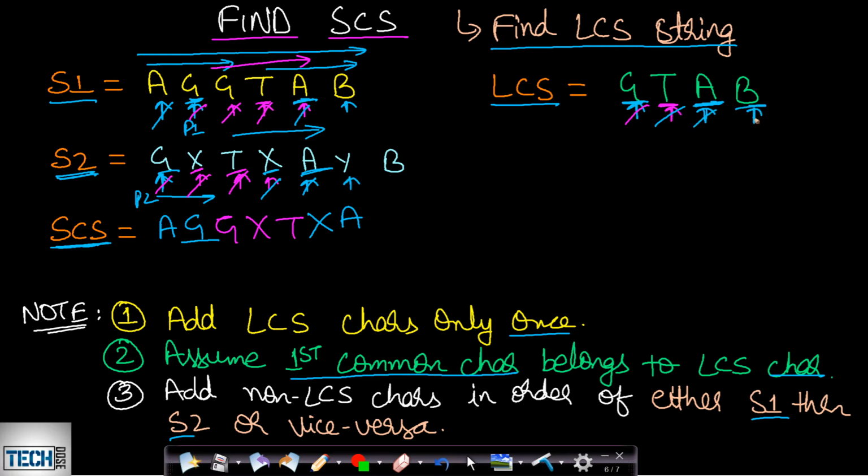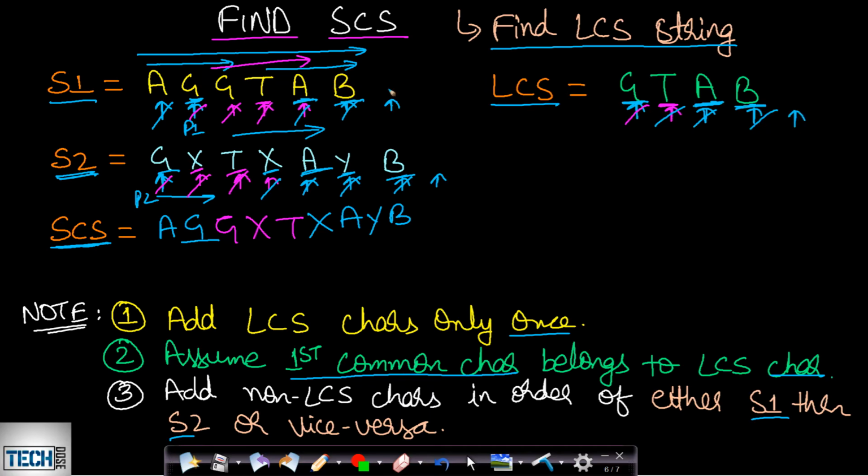Now the current character is B. So we will again repeat the process for S1 and S2. In S1 we are pointing to B, so we will not do anything. In S2 we are pointing to Y. So Y will get included, we will move to B. Now this B is the same as this B. So these B characters are common, so it will be included only once, and we will increment all the pointers. Now you can see that the LCS is over.